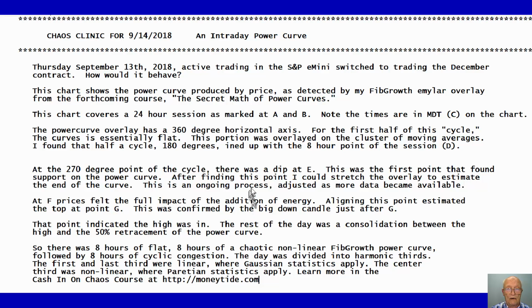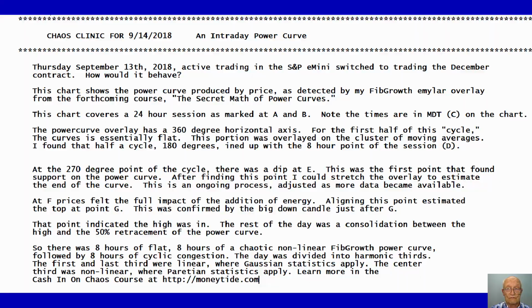And the thing about markets is that they have two modes of operation, normal mode and chaotic mode. Normal mode is described by Gaussian statistics, think Bollinger Bands and things like that. But when the market goes nonlinear, Paretian statistics apply. And you can learn more by taking the Cash In on Chaos course at moneytide.com.